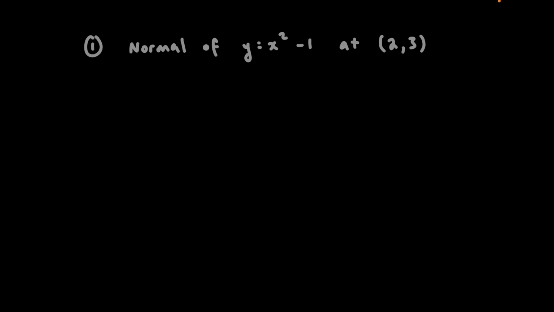Alright, in this video we're going to be looking at how to graph normal curves to a certain equation of a line or curve or some sort of function. In this example, we need to know the difference between what a tangent is as well as what a normal is. I hope everyone here knows what a tangent is. A tangent is a line that touches the curve at only one point.